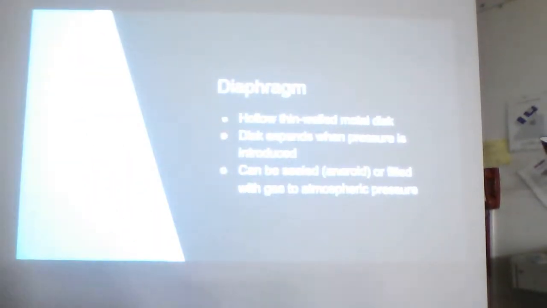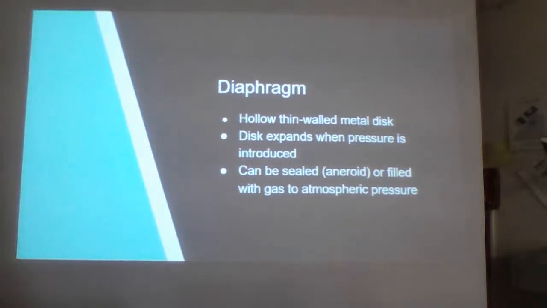Okay, so moving on. We're going to talk about a diaphragm device that's used in pressure sensing instruments. A diaphragm is a hollow, thin-walled metal disc. That disc expands when pressure is introduced, and it can be sealed, in which case it would be called an aneroid, or filled with gas to atmospheric pressure.